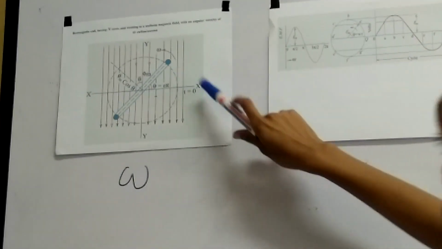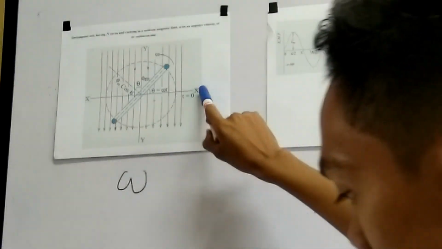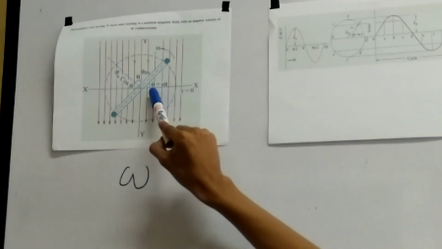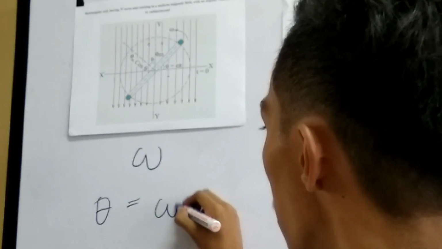Maximum flux is linked within the coil when its plane coincides with the x-axis. In time t seconds, when this coil rotates through an angle of theta, or we shall define this theta as omega t.